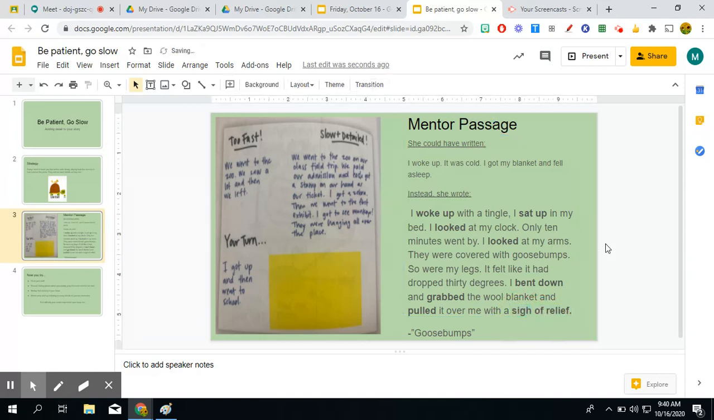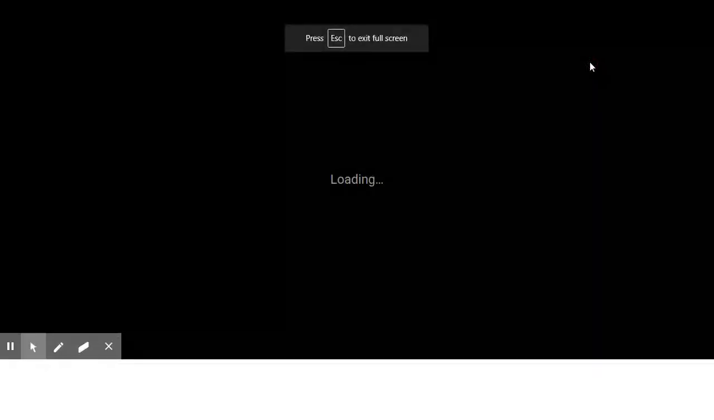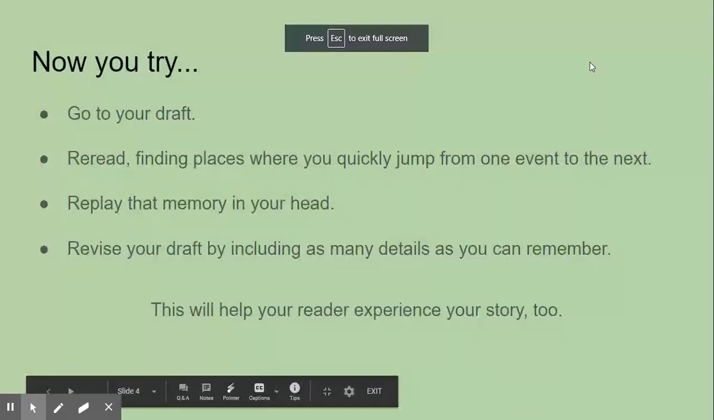So here, the author, again, took something that could have been said in a sentence, but she slowed down and added step by step everything she did, and she developed her story with action. So now it's going to be your turn. You're going to go back to your draft.